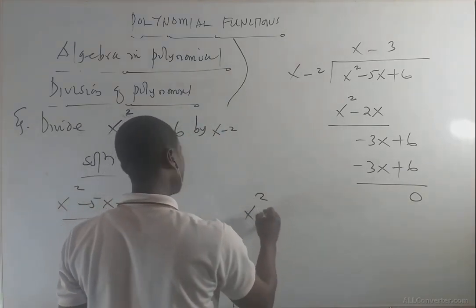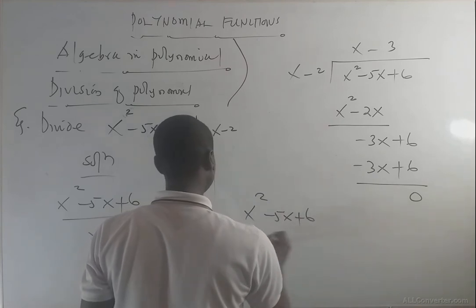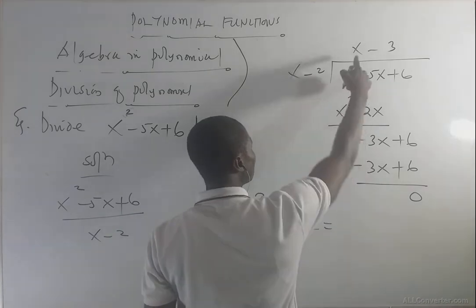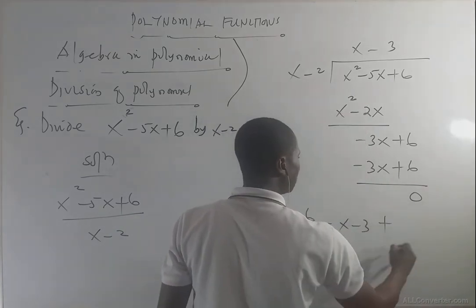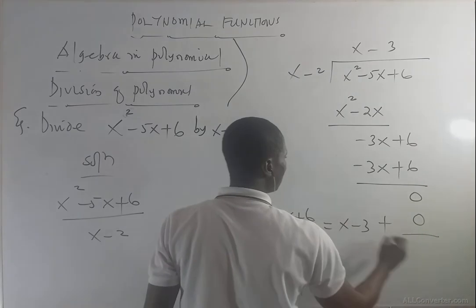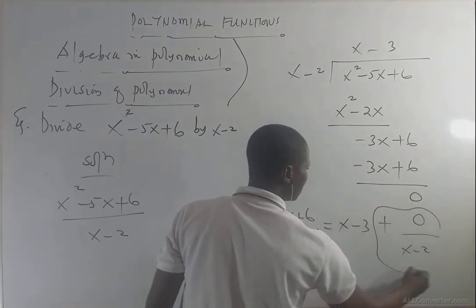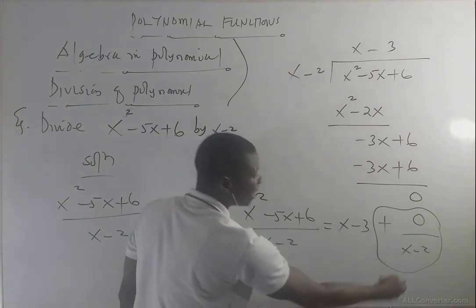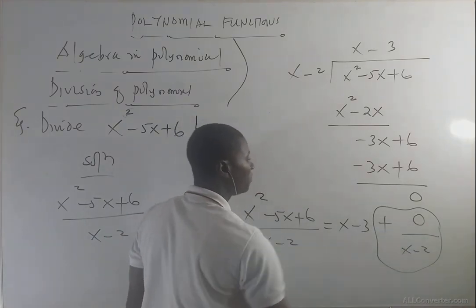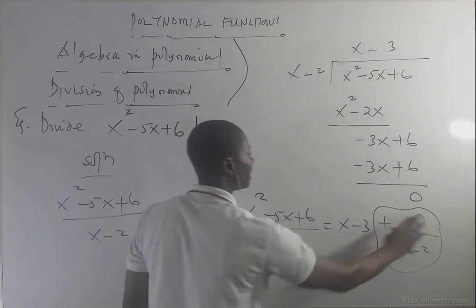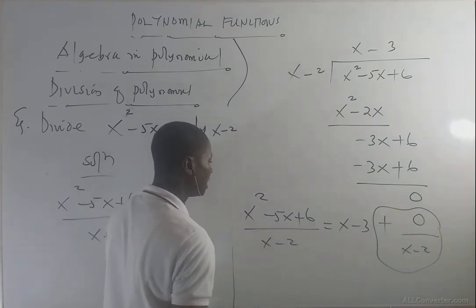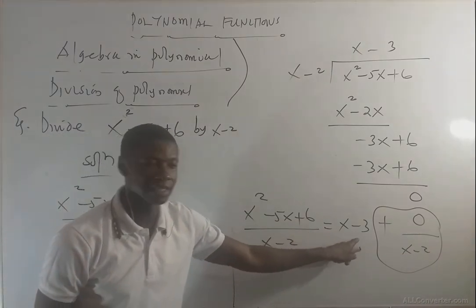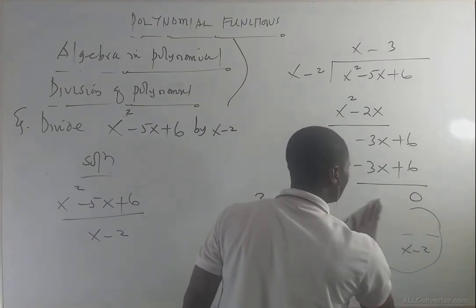That means that x squared minus 5x plus 6 divided by x minus 2 is equal to the quotient x minus 3 plus the remainder 0 over the divisor x minus 2. Don't forget, this term will be dropped because the remainder is 0. And 0 over the divisor will give us 0, so whatever we have plus 0 is the same thing. So x squared minus 5x plus 6 divided by x minus 2 is equal to x minus 3 without this expression.